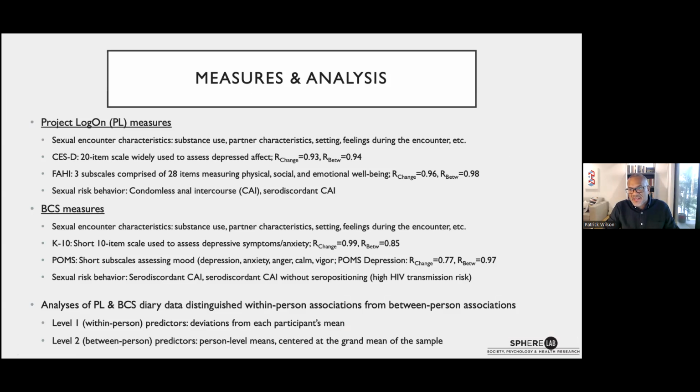When we look at their reliability and validity, these were both shown to be quite valid and quite reliable, both at the between-person or person level, as well as the within-person or change aspect.